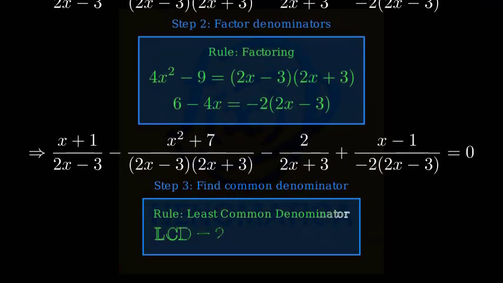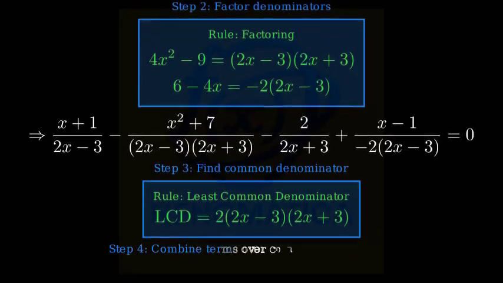Looking at the denominators, we see (2x minus 3) times (2x plus 3), (2x plus 3), and negative 2 times (2x minus 3). The least common denominator would be 2 times (2x minus 3) times (2x plus 3). So we'll convert all fractions to have this common denominator. Now, let's combine all terms over the common denominator.